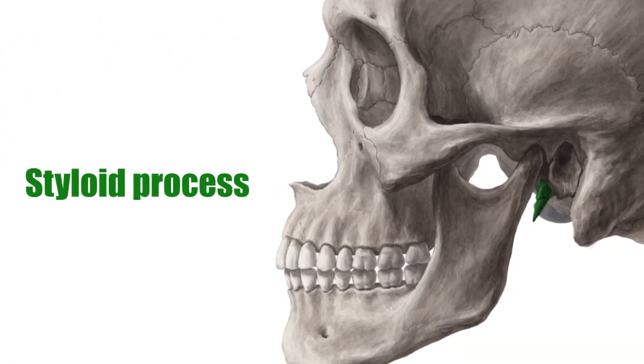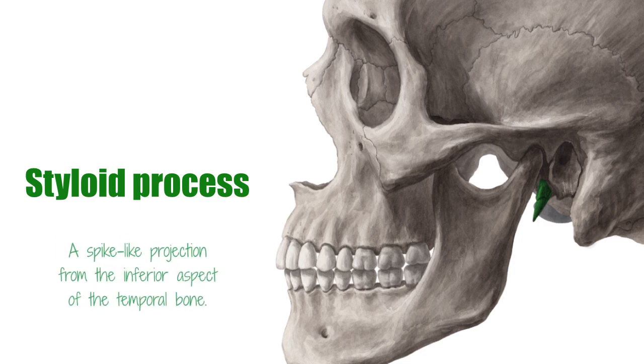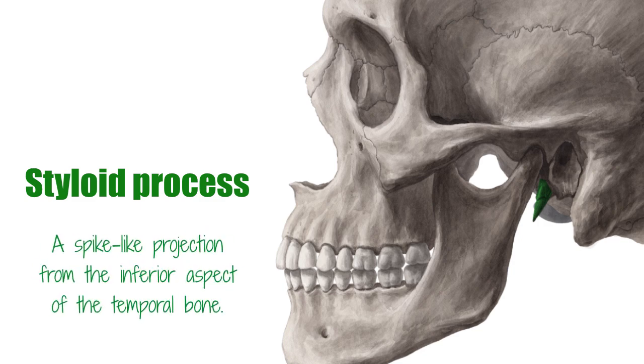The styloid process is a spike-like projection from the inferior aspect of the temporal bone. It arises just anteriorly to the stylomastoid foramen, which harbors the facial nerve and the stylomastoid artery.